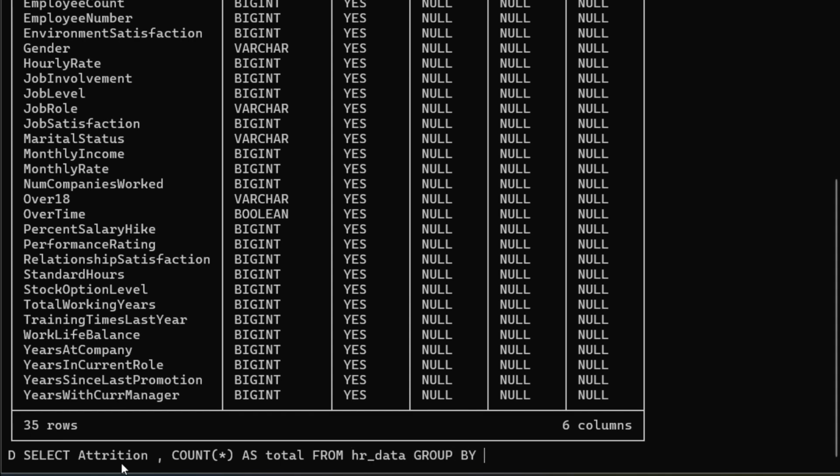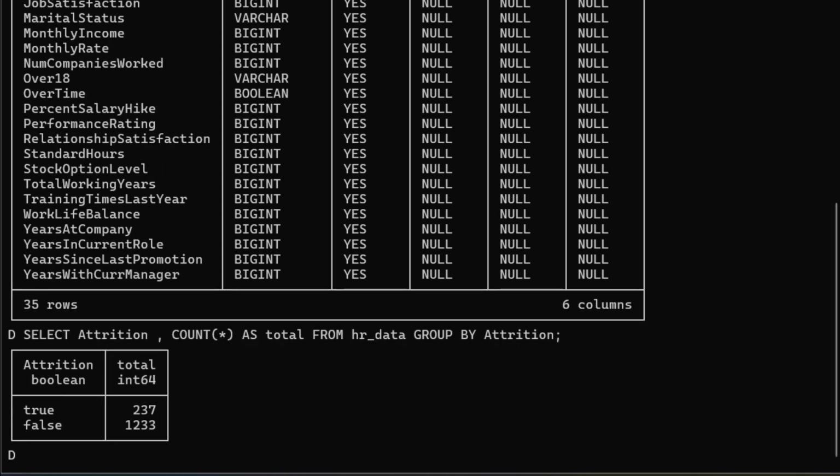Also, let's group it by attrition. Okay, so true is 237, false is 1233. And this shows how many stayed and how many left. And this is the starting point of our analysis. Okay, so 237 left and 1233 stayed. That's how attrition is counted.